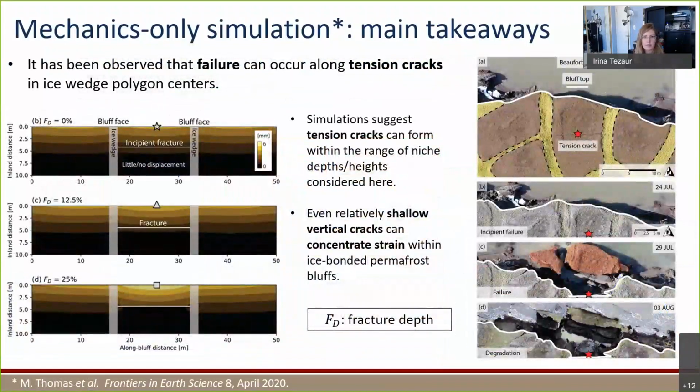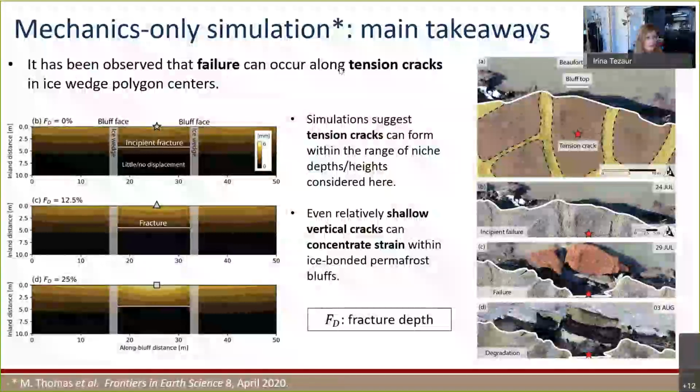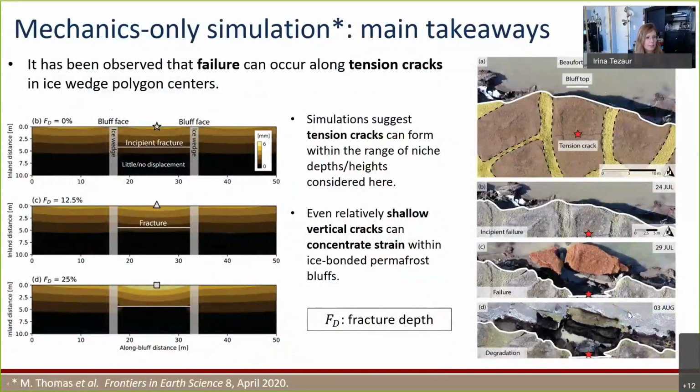Another thing we looked at here was the effect of tension cracks on block failure. So basically observations have suggested that failure can occur along tension cracks in the ice wedge polygon centers. So that's shown in the set of images on the right. And just in the interest of time, I'll just summarize the main takeaway here. So basically we were able to confirm that these tension cracks can form within the range of niche depths and heights that we considered and can contribute to the localization of this strain and ultimately failure of the permafrost.